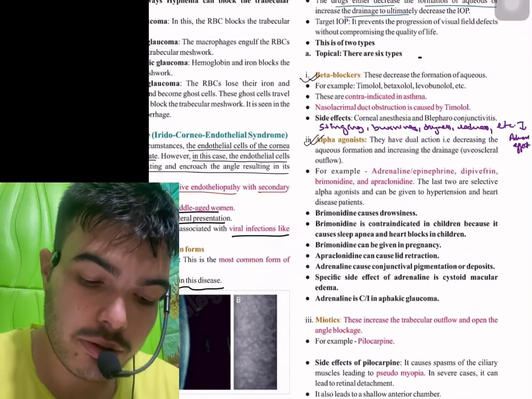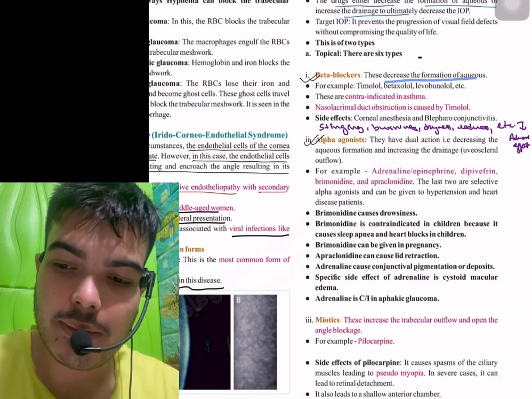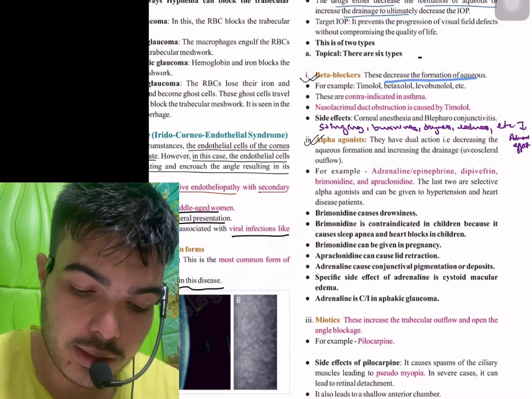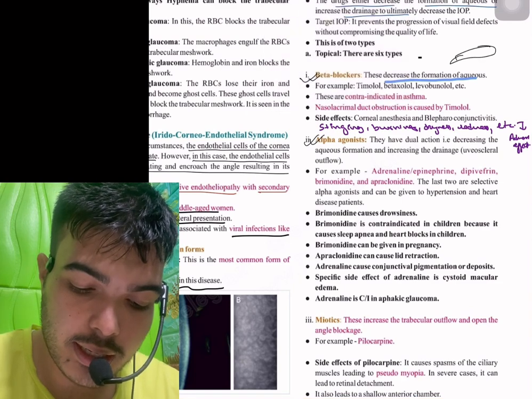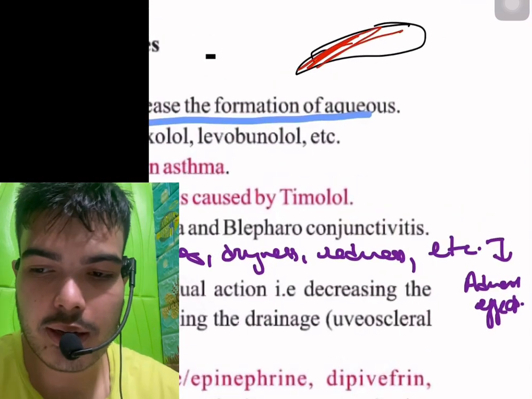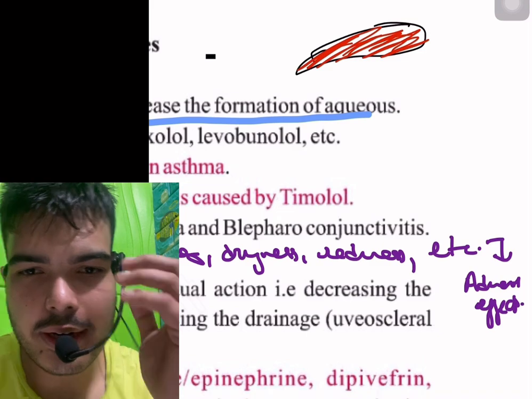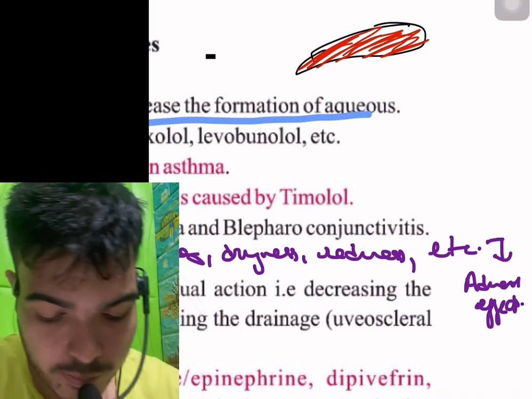What you need to remember in the case of beta blockers is, in the same diagram, we'll take a black pen for the whole diagram, and for the beta blocker you just need to fill this with red color. Why am I filling this with red color? Because there will be redness. Along with the redness, there will be blurred vision.